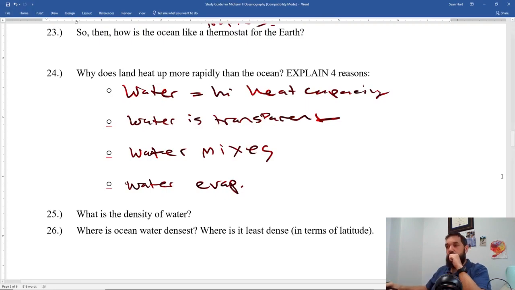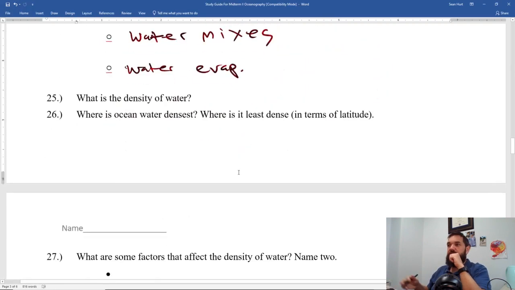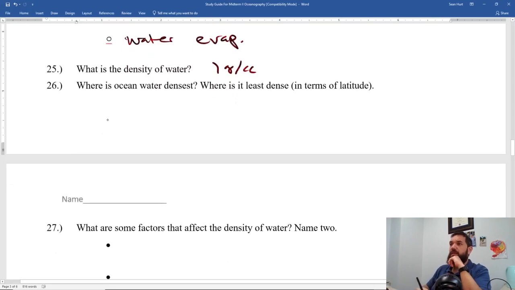Okay. All right, now number 25, what is the density of water? It's 1 gram per cc. Make sure you know that. That's the density of pure water. Where is ocean water densest? Ocean water is densest usually in the polar environments. And the reason for that is that, hey, it's cold.